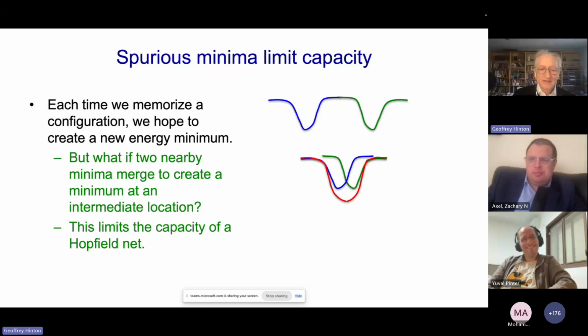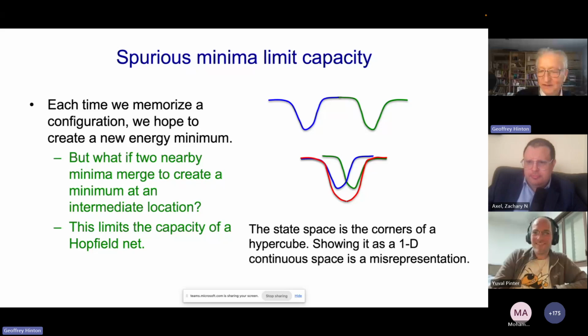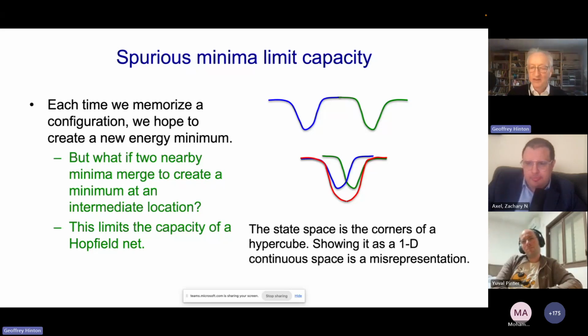So this limits the capacity of the Hopfield net. And actually that picture's very bad because the state space of a Hopfield net is the corners of a hypercube. If there's n neurons, there's an n-dimensional hypercube. And the different configurations are the corners of that hypercube. And so showing the state space as 1D like this is misleading. But you get the point. If you have 2 similar memories, when you store them, you might actually get the average of those 2 memories being better than either memory.